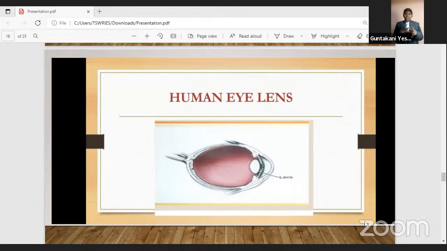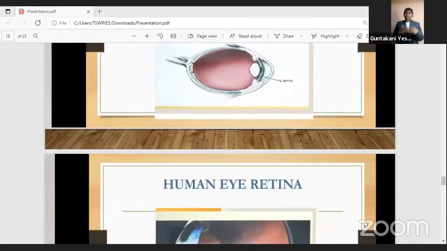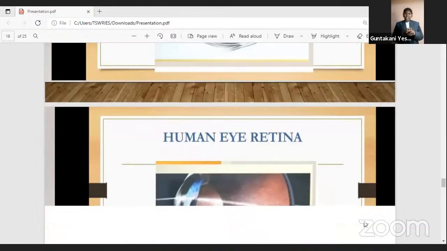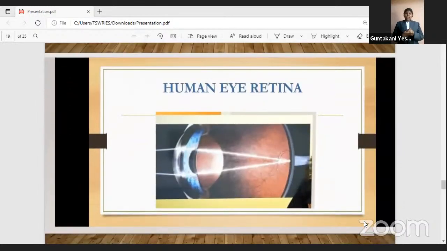The lens can change its shape according to the outside world. If more light is coming, the lens changes its shape to allow the light. If light is less, it also changes shape to look clearly at night time.